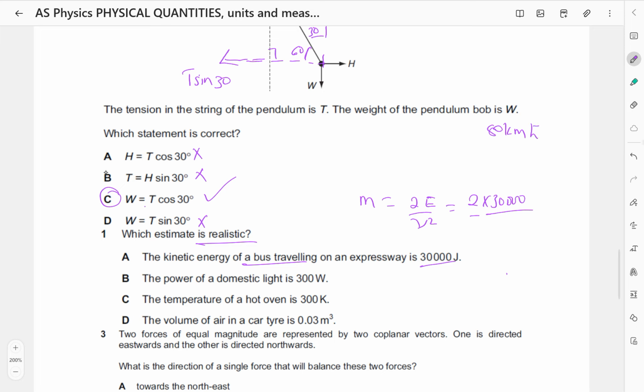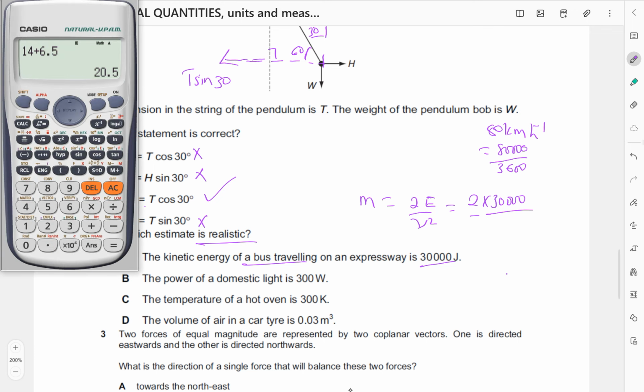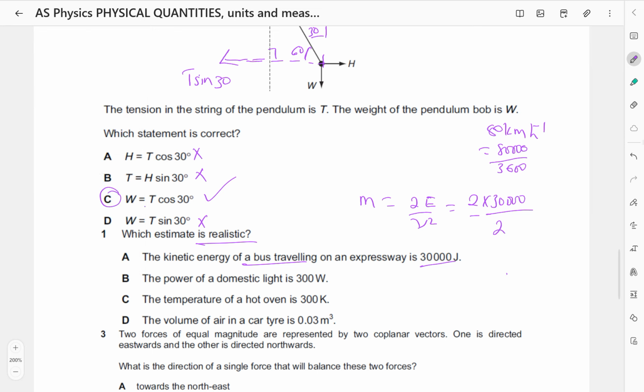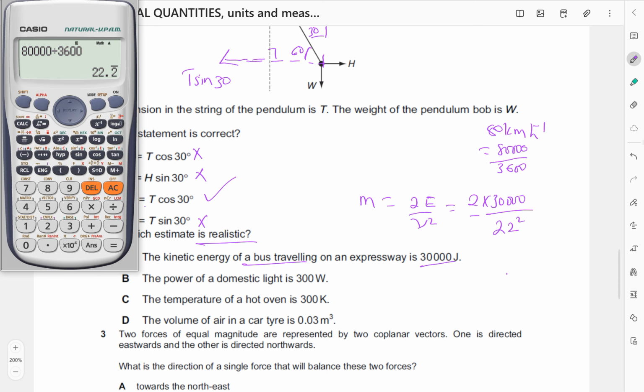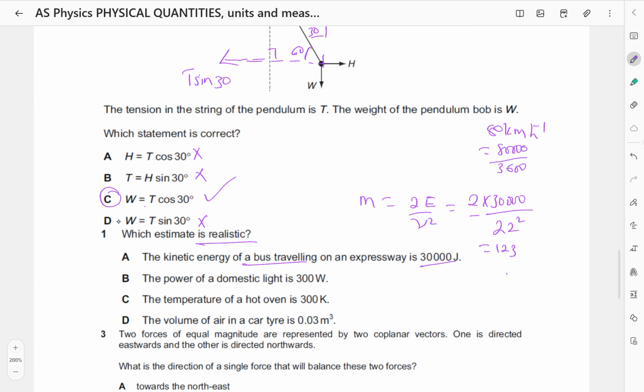80 kilometers per hour is 80,000 divided by 3,600. I'm changing it to meters per second. So that is approximately 22. So it's 22 squared. And now I will say 60,000 divided by 22 squared. This is giving us a mass of a bus as 123 kilograms, which doesn't make any sense.